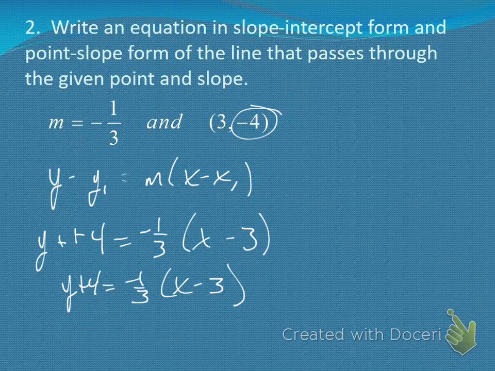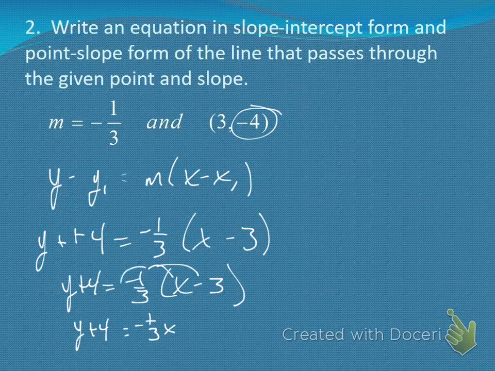And then that's point-slope form, but we've got to put it in slope-intercept form. So we are going to have to distribute that negative 1/3. And that's going to be a little bit tough for us because we don't like fractions very much, but negative 1/3 times x is negative 1/3 x, so it's not too tough. And then negative 1/3 times negative 3.